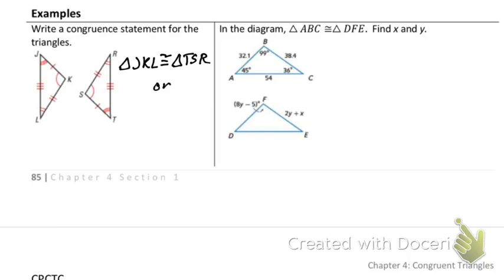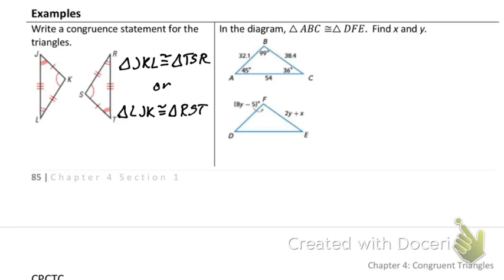Can someone name that first triangle a different way? Yeah, LJK. Can someone name the triangle that's congruent to LJK? RST. What was that? Did you say RTS? No, I'm going off what he said. Oh, RST. Let's check it.